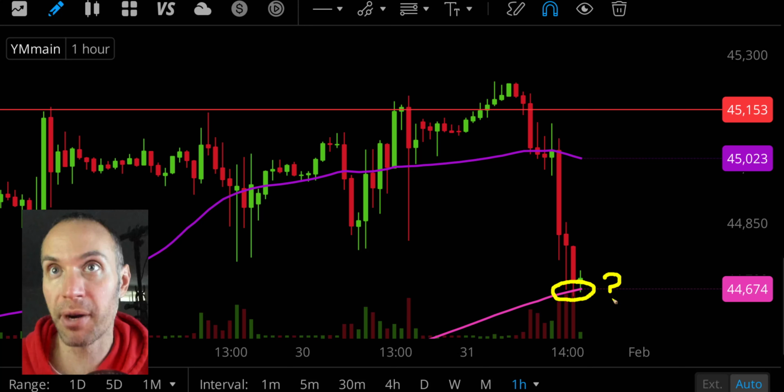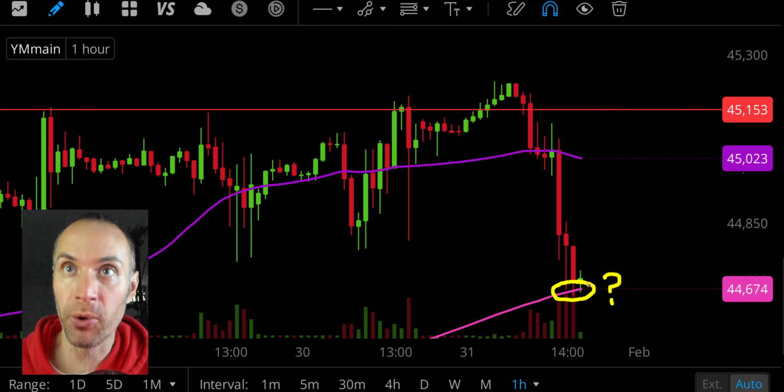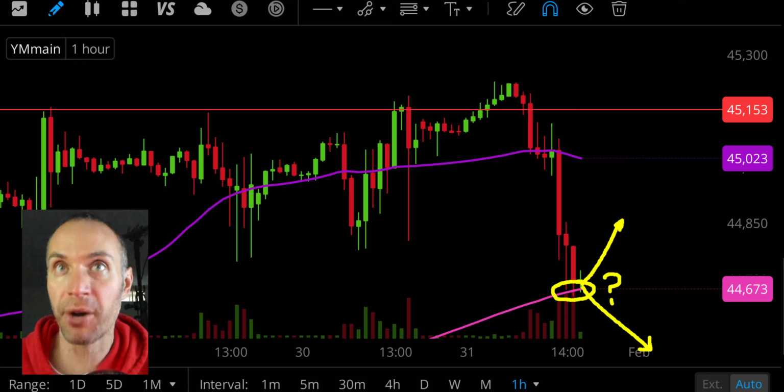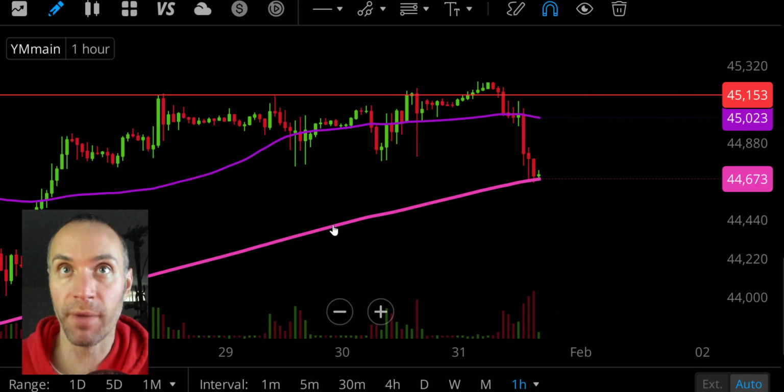Can the 200 period moving average hold strong? Are the bulls going to find support here and get some sort of bounce? Or is this just some temporary little breath before the bears take back over to the downside? We'll have to see what happens with it.